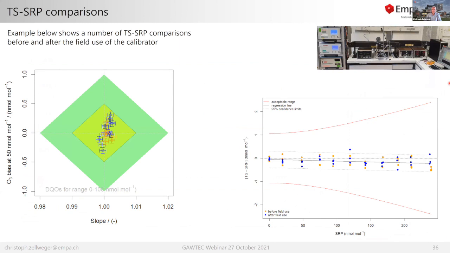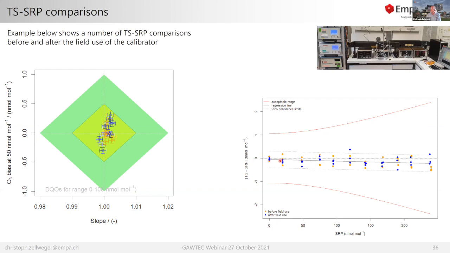I will show now some traveling standard comparisons. So we are using instruments, ozone calibrators, in the field to calibrate ozone analyzers. And for example, for the GAW audits that I do, there we really have to make sure that the traceability chain is as short as possible. So I compare my traveling standard against one of my standard reference photometers before I go to the field. So these are the orange points here, and then I do the field measurements and I come back and compare it again.